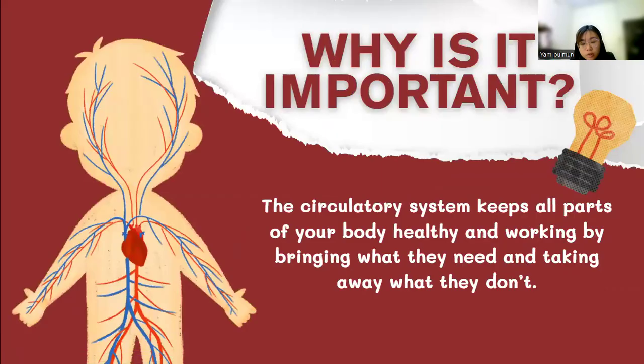So why is it important? Why is the blood circulatory system so important for us? The circulatory system keeps all parts of your body healthy and working by bringing what they need and taking away what we don't need. The blood is like a delivery truck that brings those that are important to us, such as food and oxygen. It also acts like a garbage truck because it carries away the rubbish, such as the carbon dioxide.